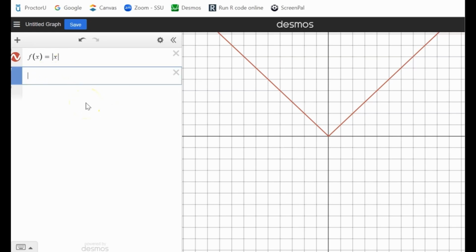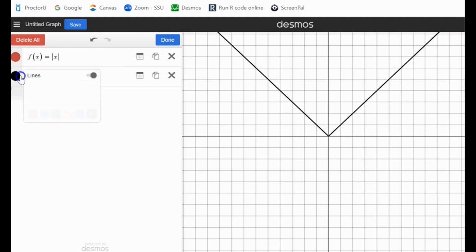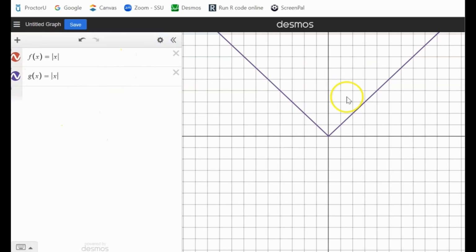like if we did g of x. Let's start with, let's go ahead and make the absolute value again, and we're gonna make this one blue or purple. Let's make it purple. There you go. Okay. All right. Now you'll see that it's right on top of, because we have the exact same function here.